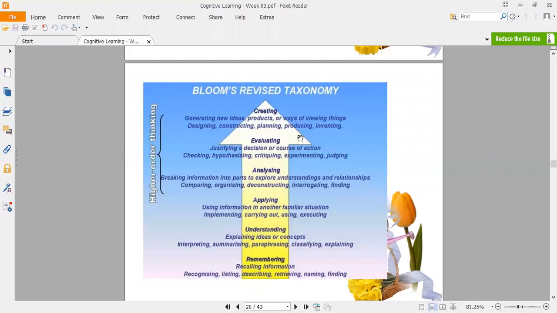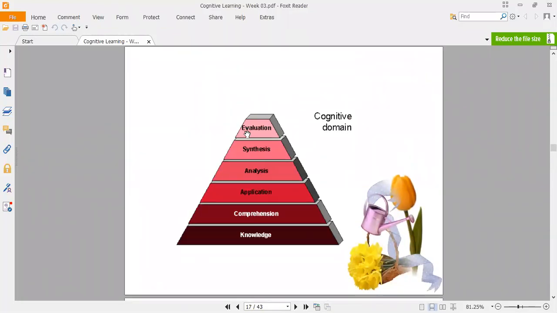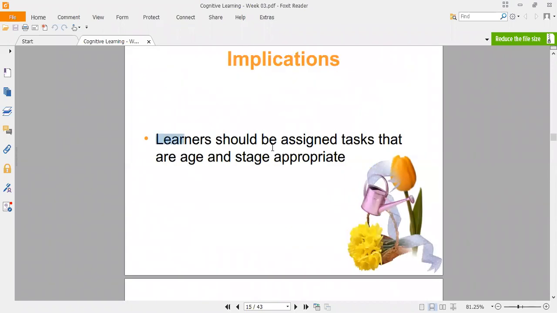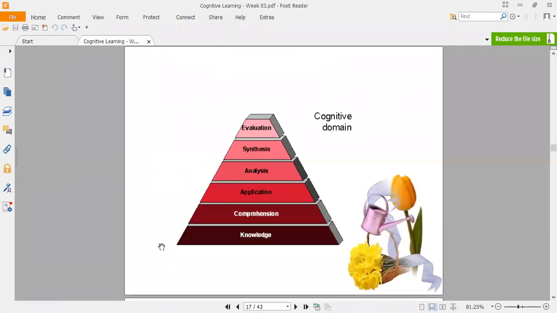Analyzing, evaluating, creating. Creating means new ideas, right? New ideas. So Bloom's taxonomy is about what? According to the knowledge, learners should be assigned tasks according to their age and stage appropriate. So these are the stages, right? According to the age, they do have stages, right? Knowledge, comprehension, where they are going to apply, right?